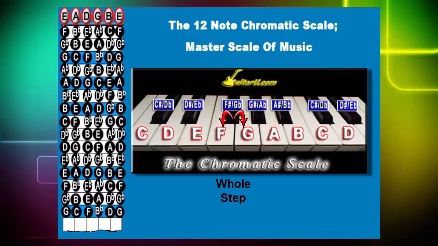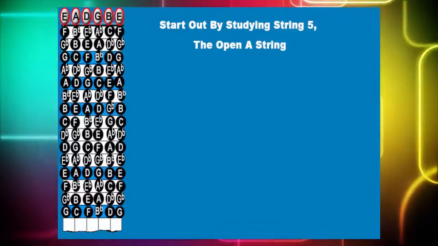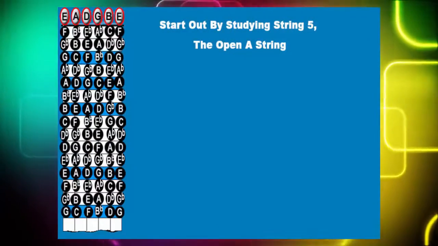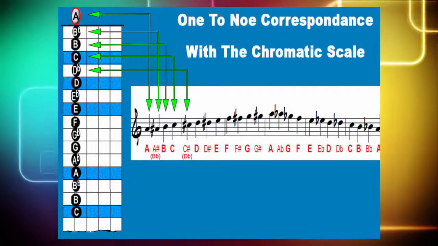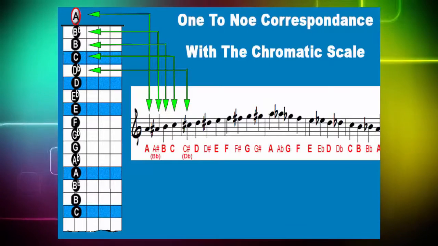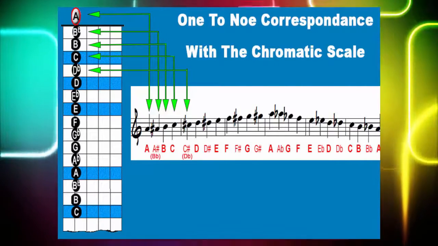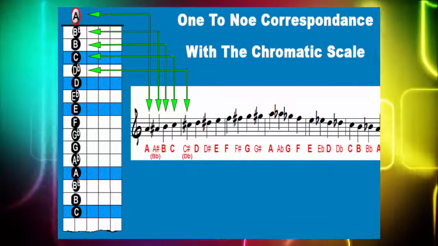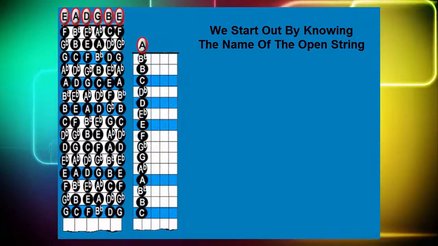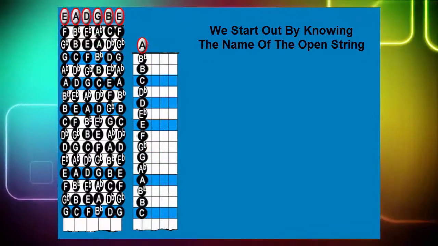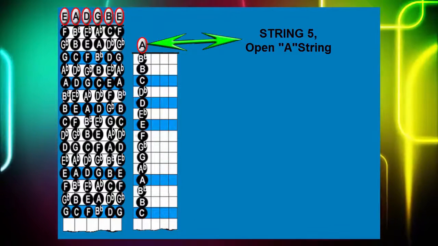If we want to apply the chromatic scale to the guitar, it's best by studying one string at a time, as the frets of the guitar are in a direct 1-to-1 correspondence with the notes of a chromatic scale. Each fret is like a key on the keyboard. We start out by knowing the name of the open string. Let's take string 5, the one we call open A.